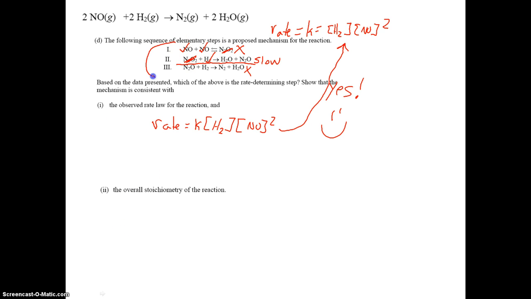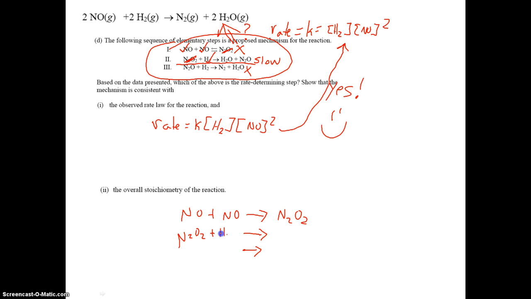Alright, now we need to show it's consistent with the overall stoic of the reaction. Essentially that means that these three steps must add up to produce this. Do they? Let's take a look and see. My reaction says NO plus NO makes N2O2. My next reaction and the one after that go beneath them. So in this one I've got N2O2 reacting with H2 to make H2O and N2O. And then down here I've got N2O reacting with H2 again to make N2 plus H2O.